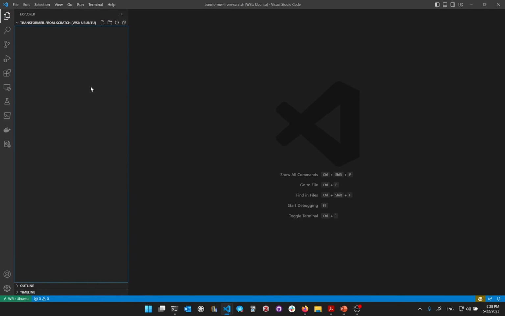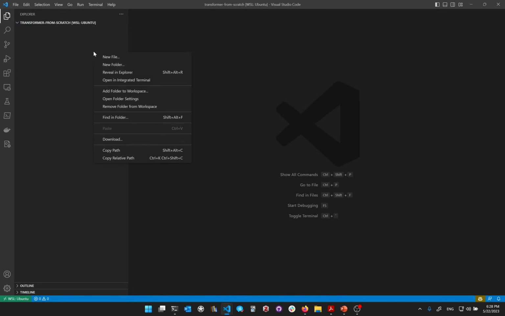Let's get started. Let's open the IDE of our choice. In my case, I really love Visual Studio Code, and let's create our first file, which is the model of the transformer.